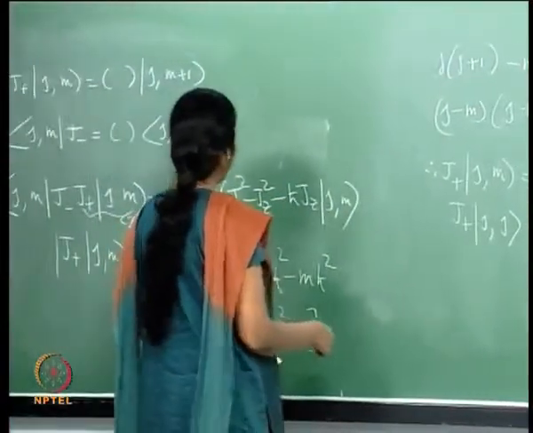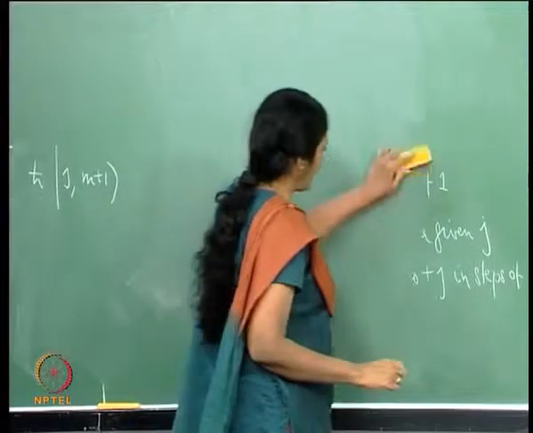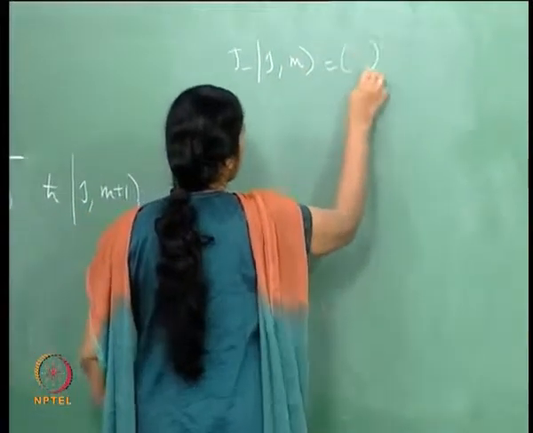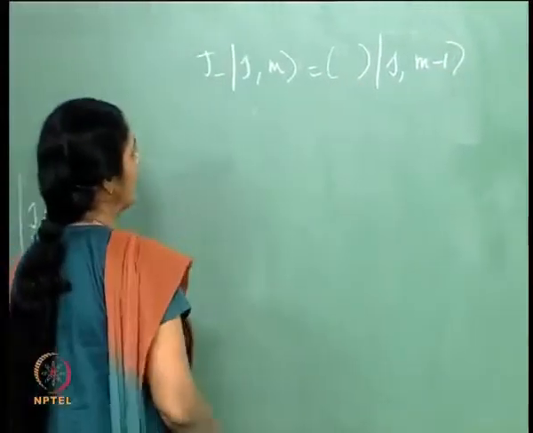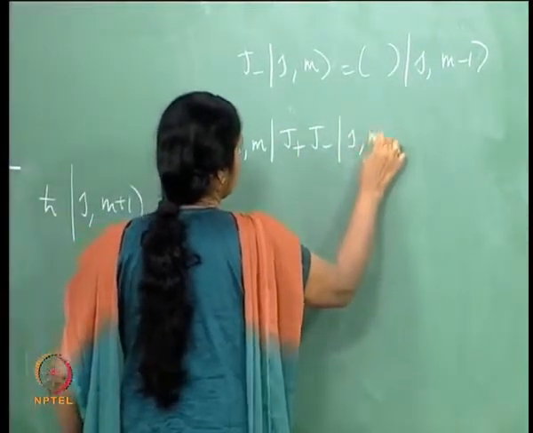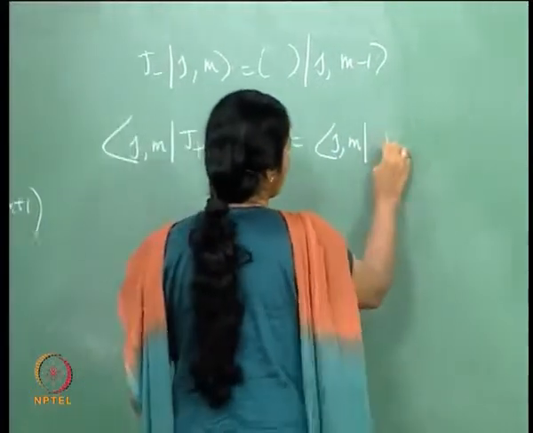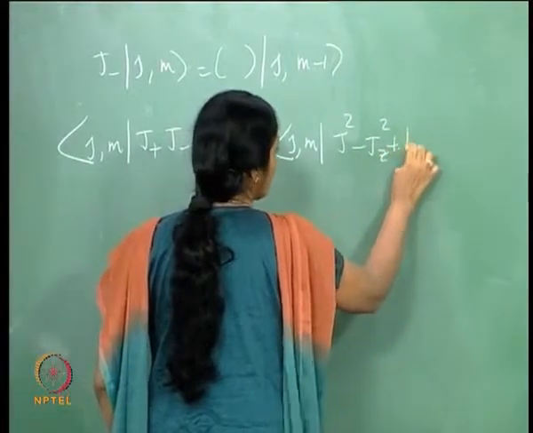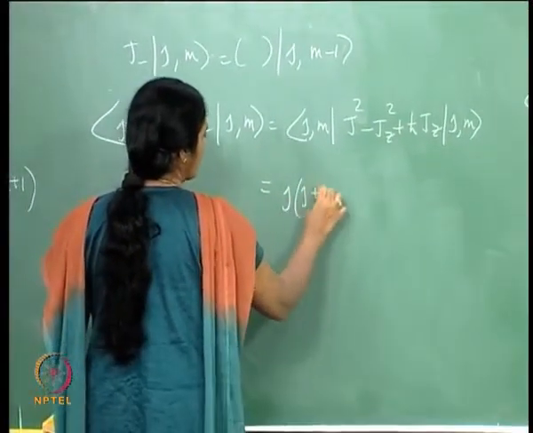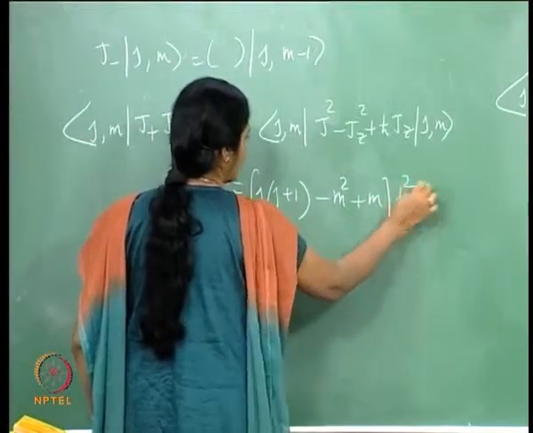Similarly, I can find out the effect of J minus acting on |j, m⟩. Quite apart from taking this state to the state |j, m-1⟩, what is the constant that multiplies it? Some number. So I need to find this number. As before, I try to find this. That's going to be ⟨j, m| J plus J minus |j, m⟩. J plus J minus is J squared minus Jz squared plus ħ Jz. As before, I have this to be j into j plus 1 minus m squared plus m, times ħ squared.